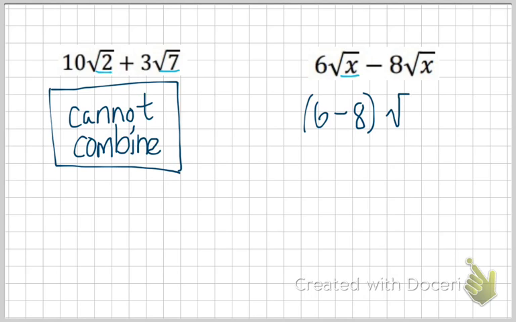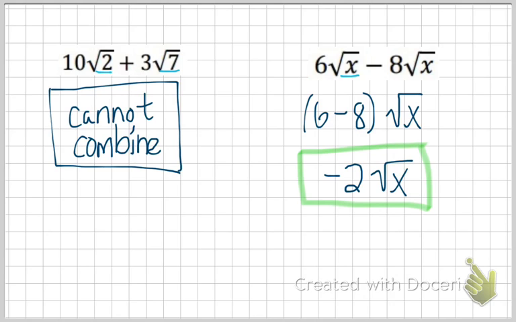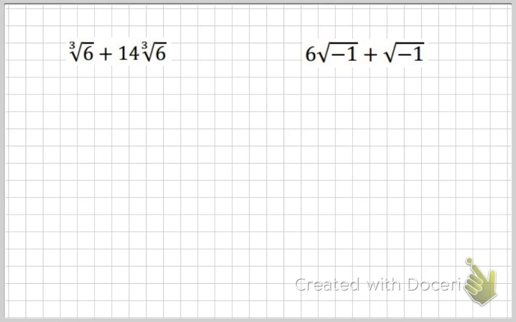And since square root of x is what they have in common, well, our answer is going to have a square root of x. 6 minus 8 gives us a negative 2, so we put a negative 2 in the front. That is our coefficient. And this is our final answer. We simplified. We combined.